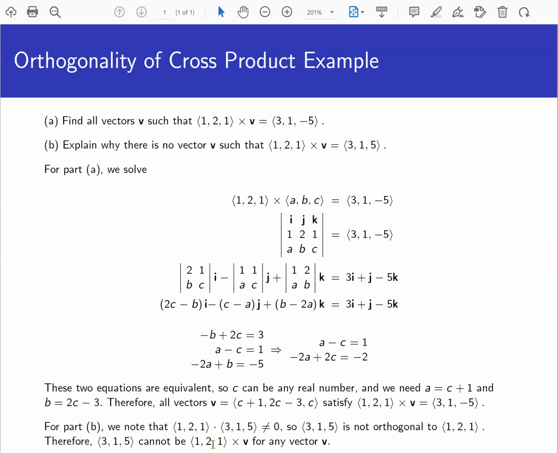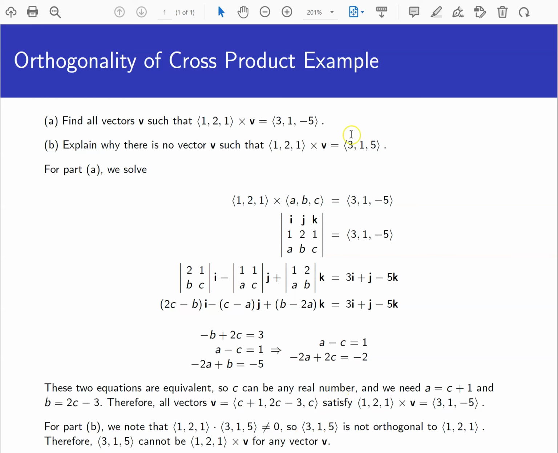For part B, we note that if we take (1, 2, 1) and dot it with (3, 1, 5), this vector is not orthogonal to (3, 1, 5). Remember, the cross product is supposed to give you a vector that's orthogonal to each of the two vectors in the cross product. So notice in this original part here, if we take (3, 1, -5), we get 3 plus 2, which gives me 5, and then minus 5 will give me a 0. So this vector really is orthogonal to (1, 2, 1), and you can check that (3, 1, -5) is orthogonal to any vector of this form if you go through the dot product.